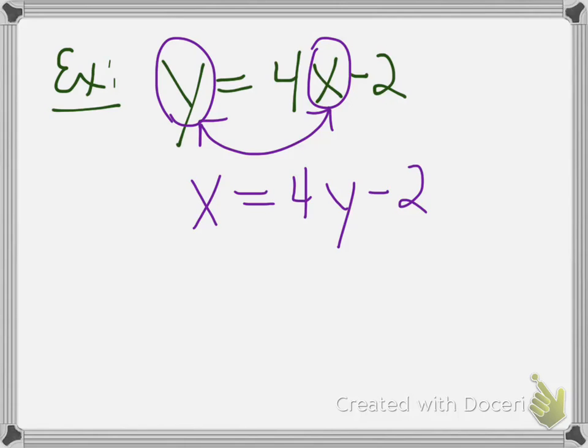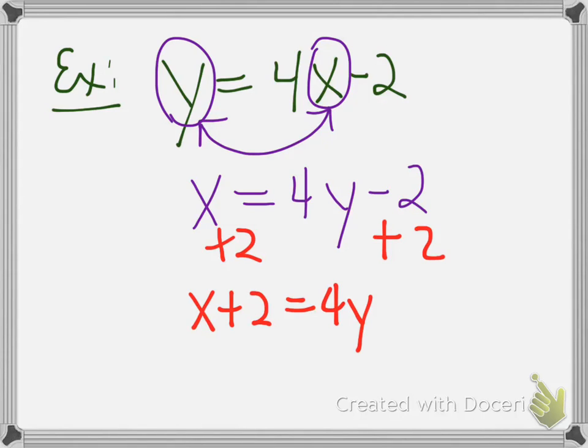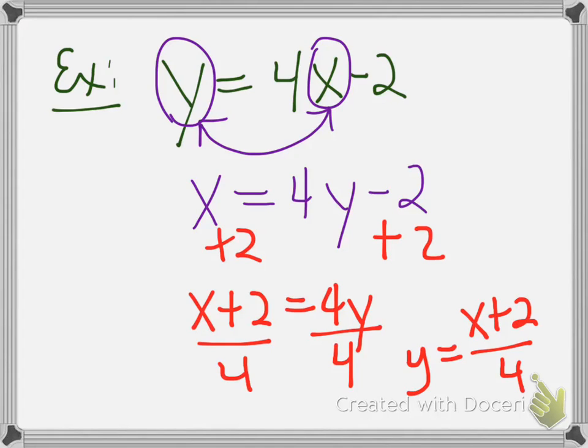Now the next step is just to get y back by itself so that it's an equation in normal form. So from here, I'm just going to add 2 to both sides. And then I'm also going to divide by 4. So my inverse function is x plus 2 divided by 4.